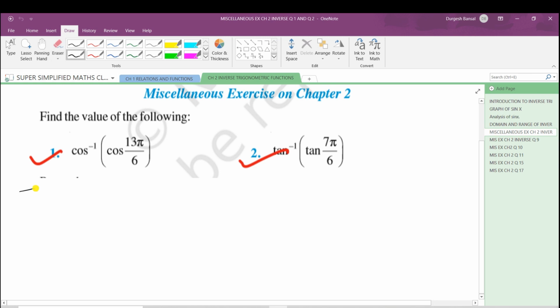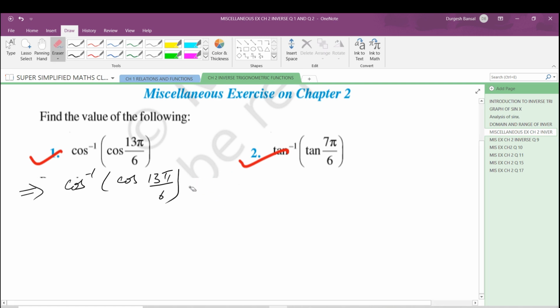This is cos inverse cos 13 pi by 6, and you have to find the value of this. Now most commonly students have a tendency to write cos inverse cos 13 pi by 6 to be 13 pi by 6, which is wrong. Now let me explain why this is wrong.